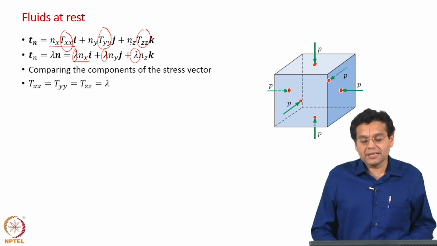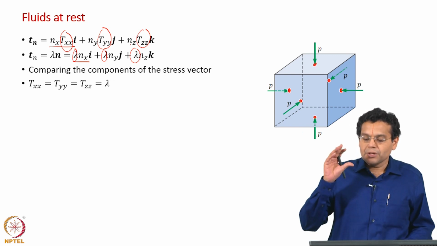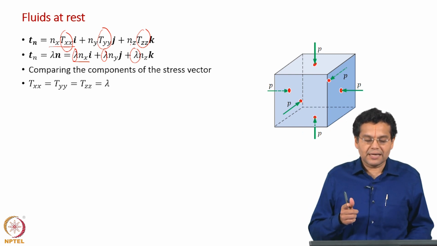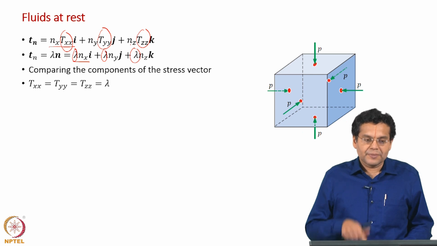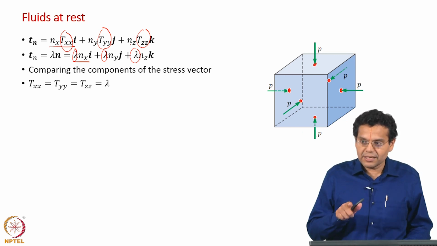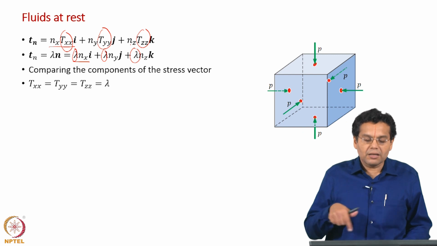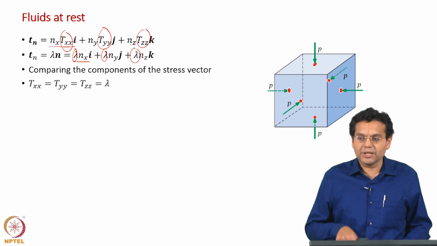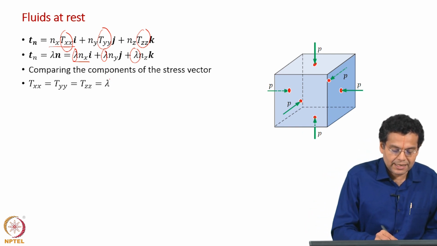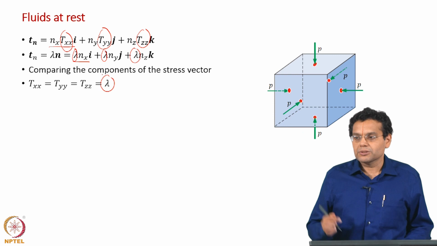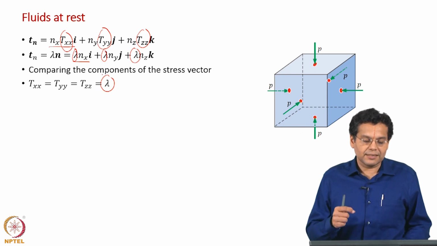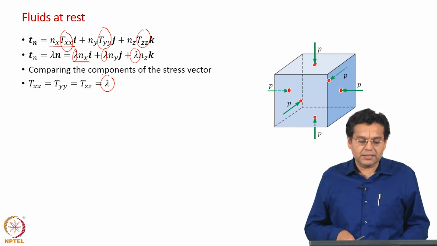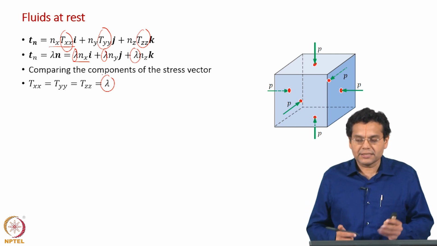What is the physical equivalence of this statement? If you have a static fluid, the first observation is that there are only normal stresses. If there are only normal stresses, all the normal stresses should be equal to each other. That is the conclusion, and that equal value, whatever number or scalar, we are calling lambda. I will repeat: in a fluid under static condition there are only normal stresses, and all of them should be the same, which we are calling lambda.